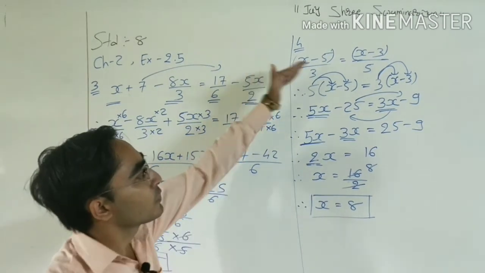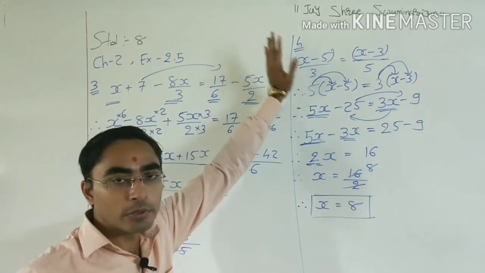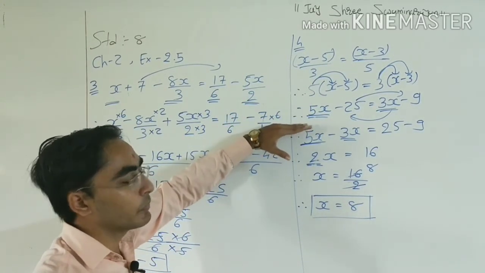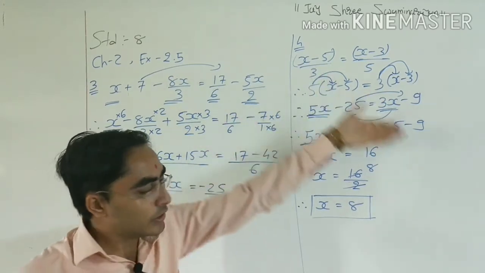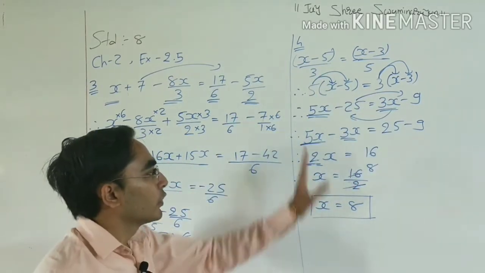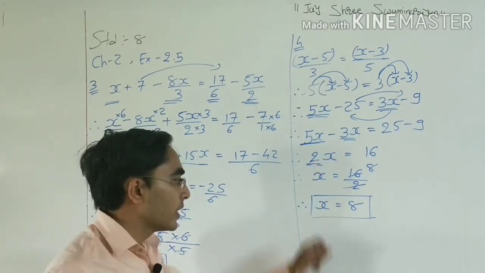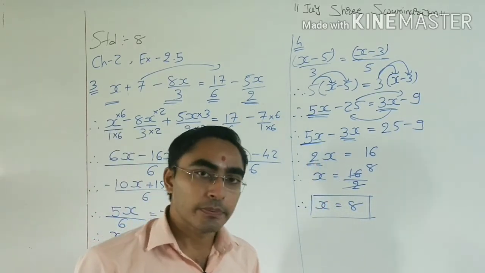Transfer our denominator to the other side. Then we need to do the multiplication. Then we want terms which contain x on the same side, and the other numerical term on the other side. Solve this. At last we need to transfer this number to the right hand side. We will get the value of x.